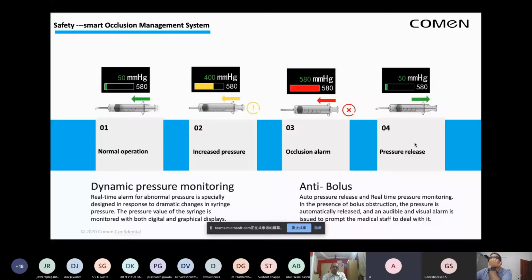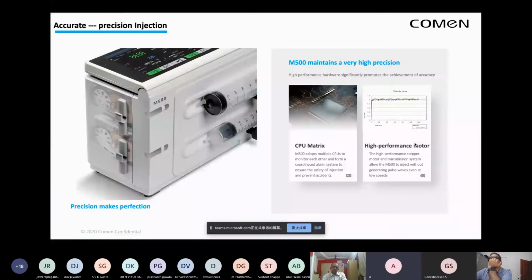So accuracy is also very, very important for syringe pumps. This is a machine that sends drugs to the patient, so maintaining accuracy is very, very important. So how do we guarantee the accuracy?